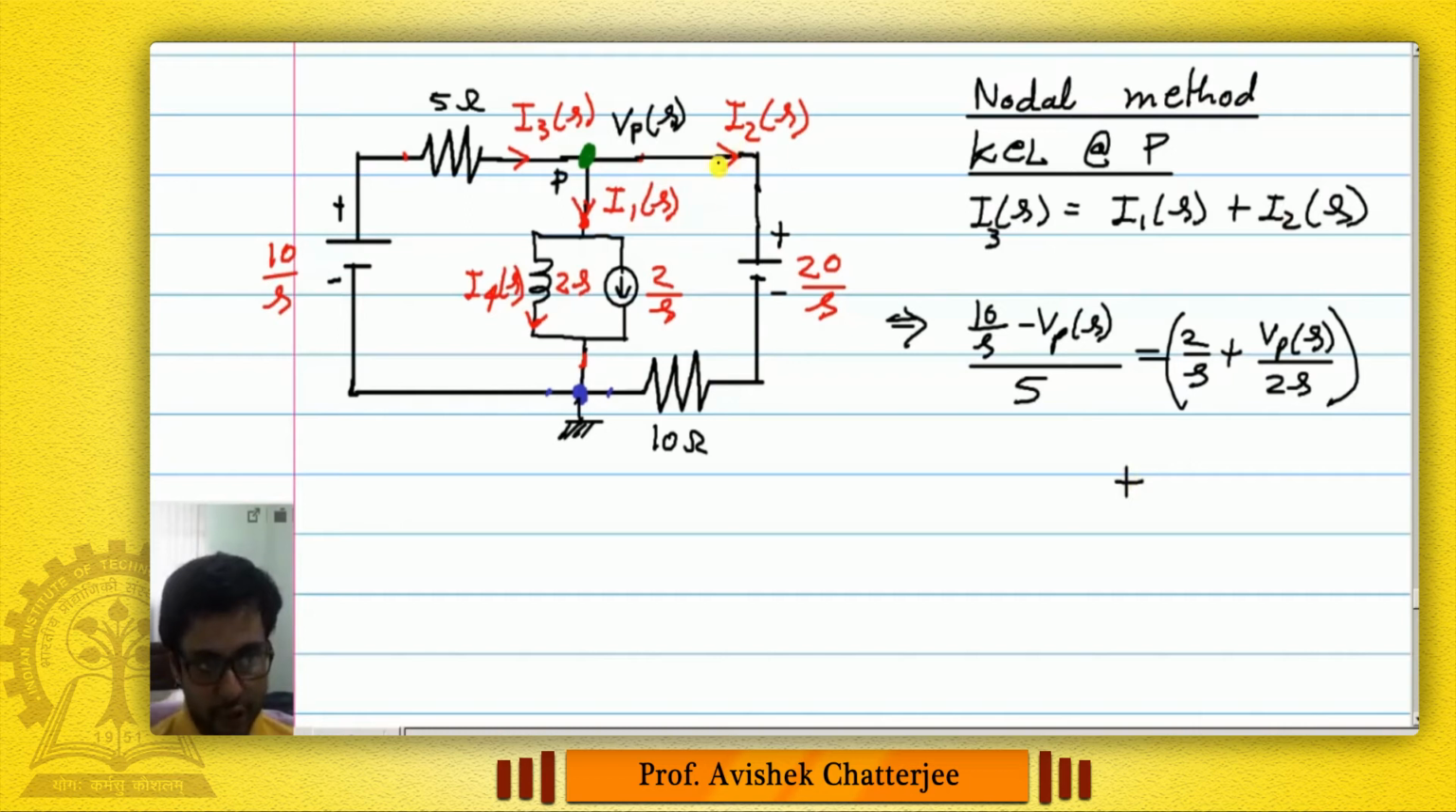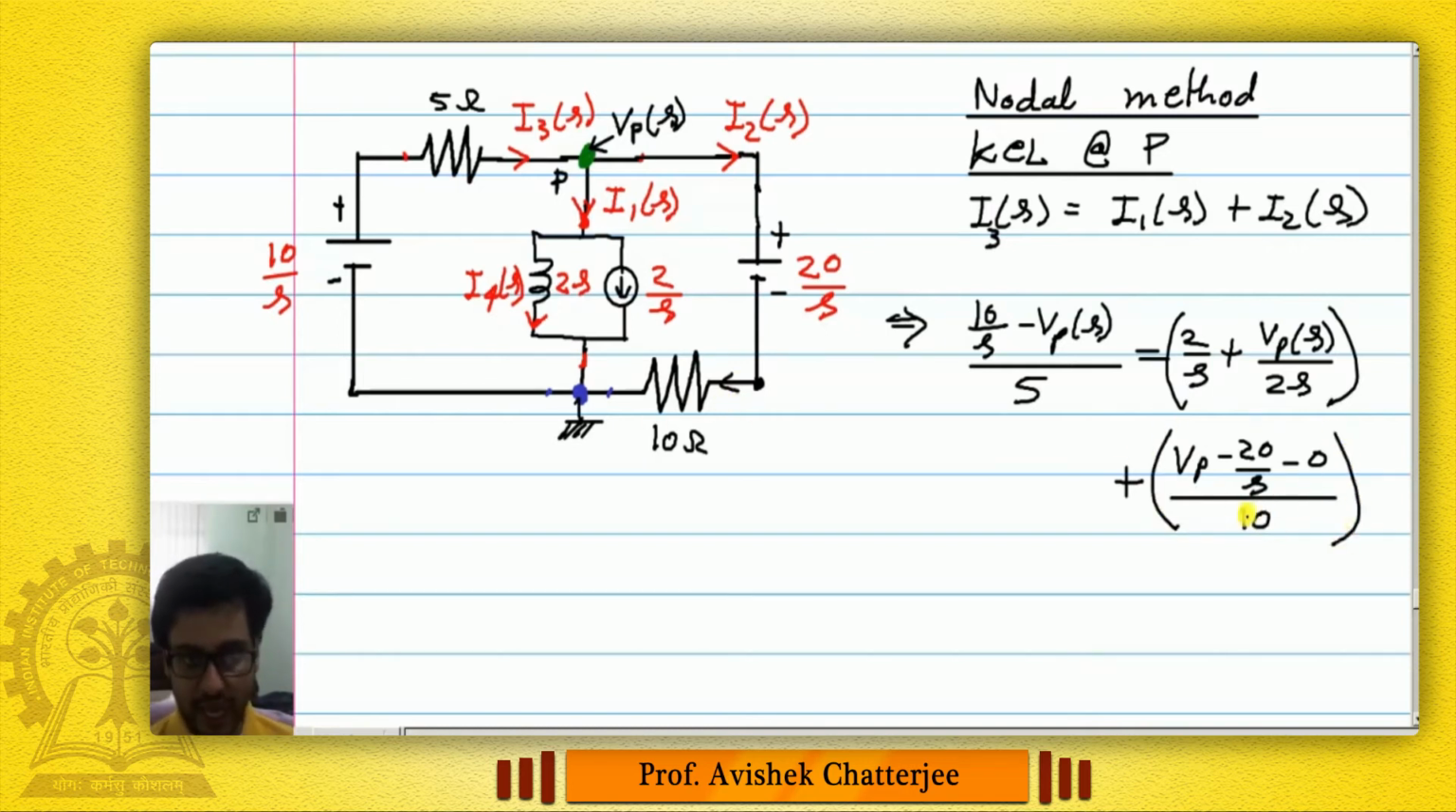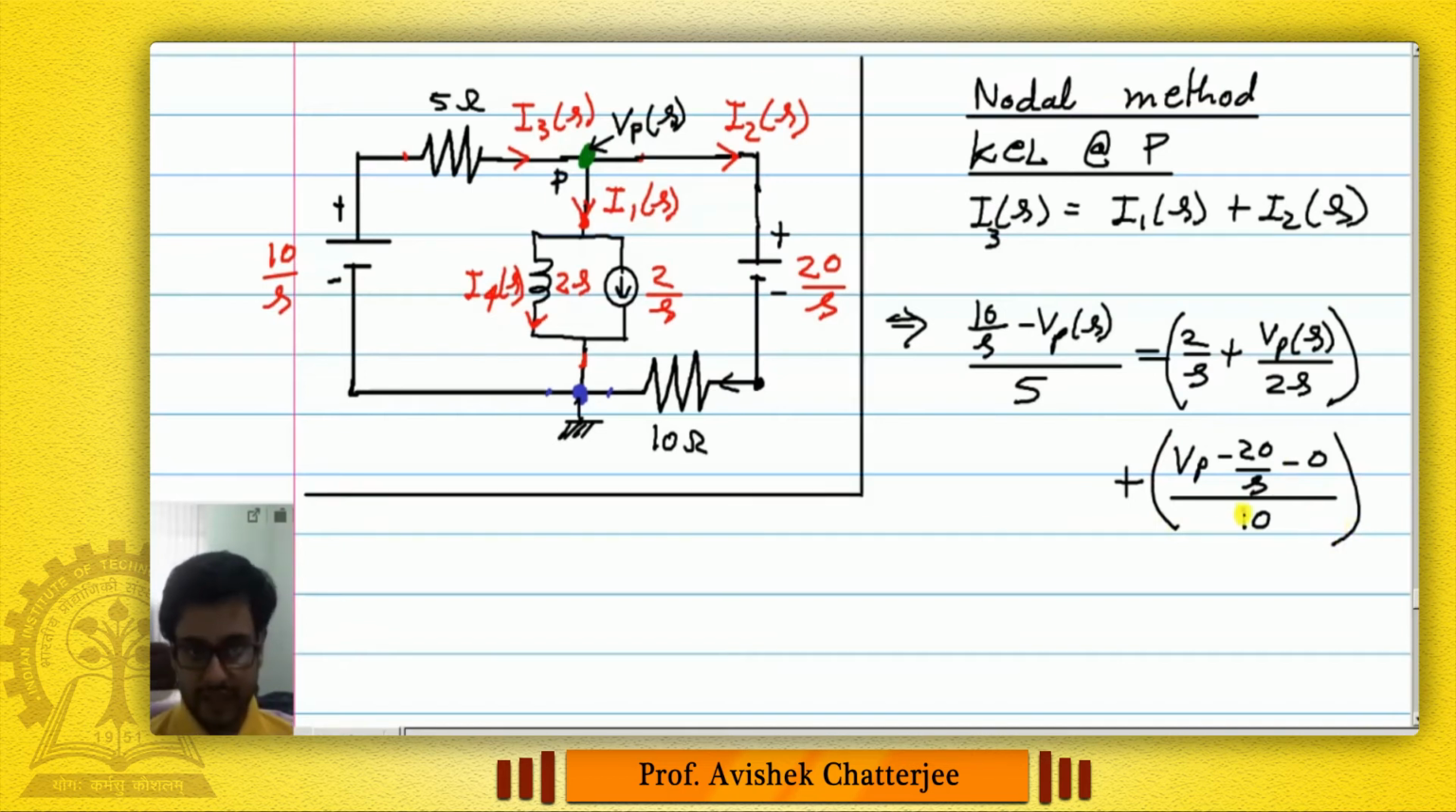What can I write about I2? I2 is this current. Now if this point is Vp, then this point is Vp minus 20 by S. This is this potential. Now this minus 0, divided by 10, is this current I2. Okay, so this is I2. Great. This is VPS.